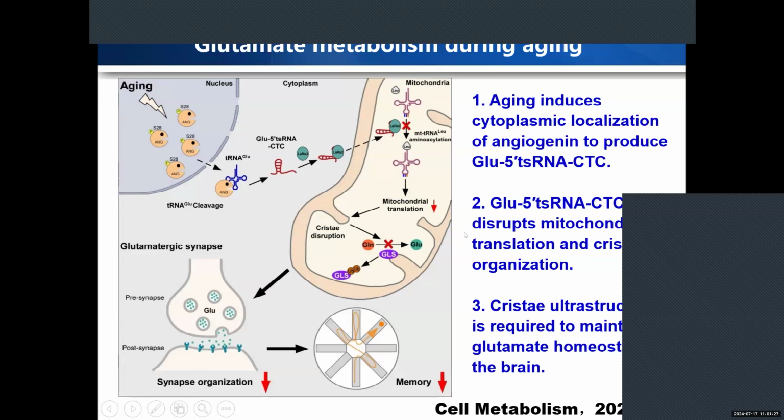So we think this study answers a very key question in brain aging, because during brain aging, learning and memory impairment is a key feature. This glutamate tRNA fragment accumulation may be a very important reason for this learning and memory impairment.